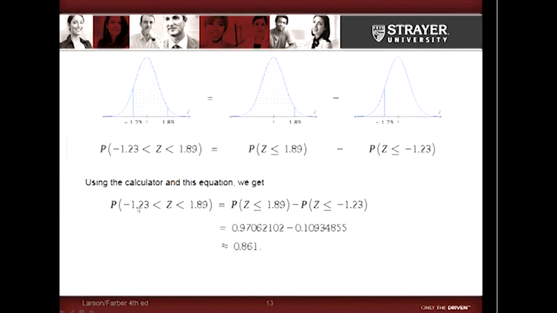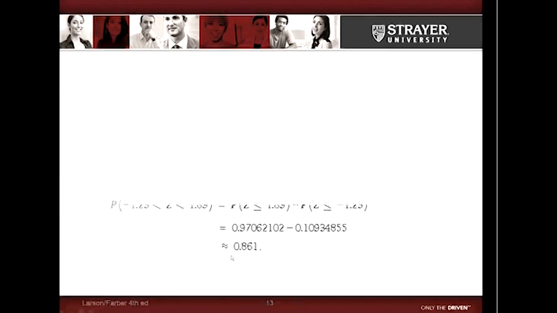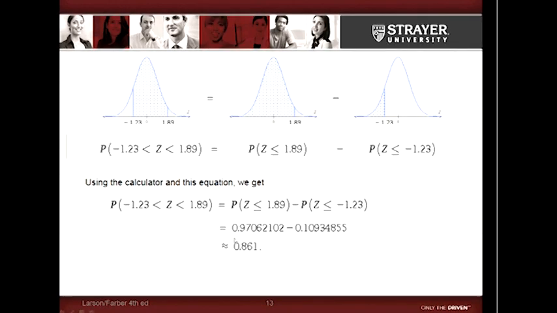So we're going to use the calculator, and we're going to get the probability that z is less than or equal to 1.89. When you plug that into the ALEKS calculator, we get 0.97062102. Minus, and plug in the negative 1.23, and we get this number of 0.109348555. And when you subtract, that's 0.861, which is the answer. That's the area between the 2 numbers.